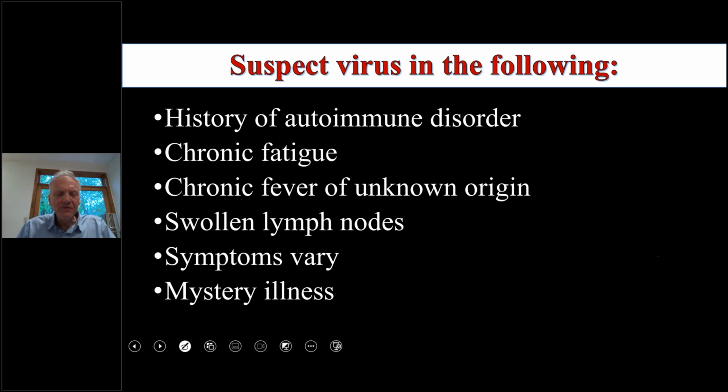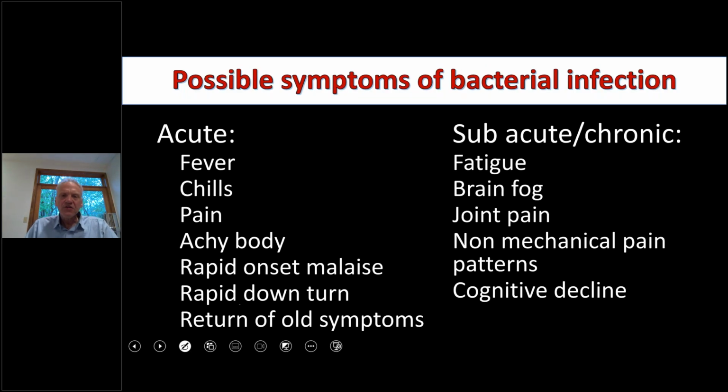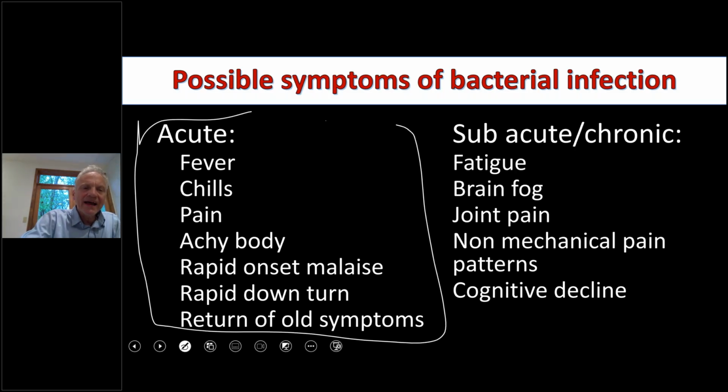Swollen lymph nodes, symptoms vary. Mystery illness, I don't know what the heck that is. I've never seen that. Didn't see that in the books when I went to school. Well, that's an indicator that you might be looking at a chronic infection. All right, so possible symptoms of bacterial infection. If you have an acute one right now, these are not hard to find or see.